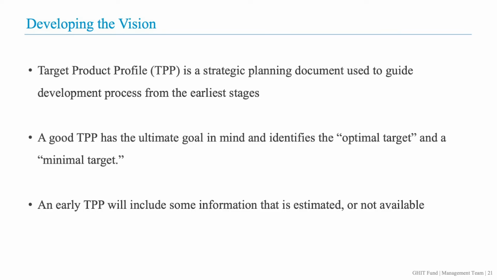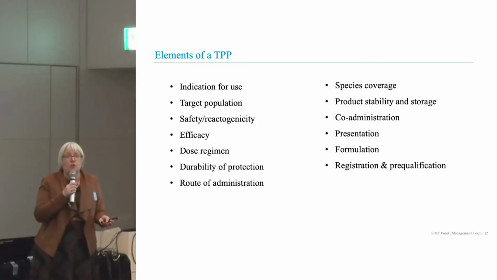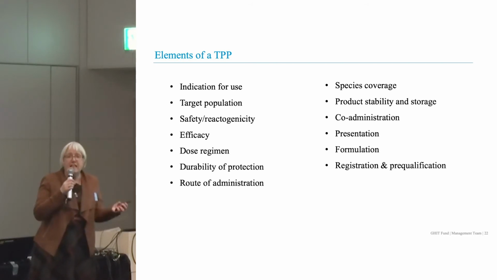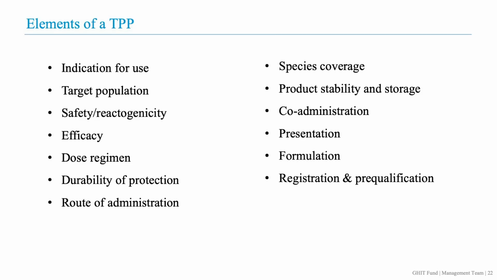So here it's got the ultimate goal in mind, what you'd really like to achieve, and what you would probably do. An early stage target product profile will include some information that's estimated or may not even be available. We may just need a few lines on what you're trying to do, but we do need to have something that sets out your vision for what the project's trying to do. I've put here some elements of a target product profile. This one has been taken predominantly, I think, from a vaccine one, but you can see there's all sorts of things here. The indication for use, obviously.